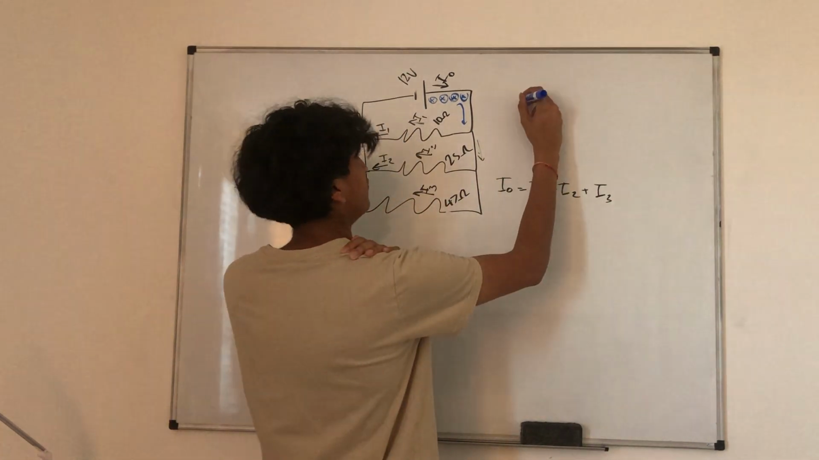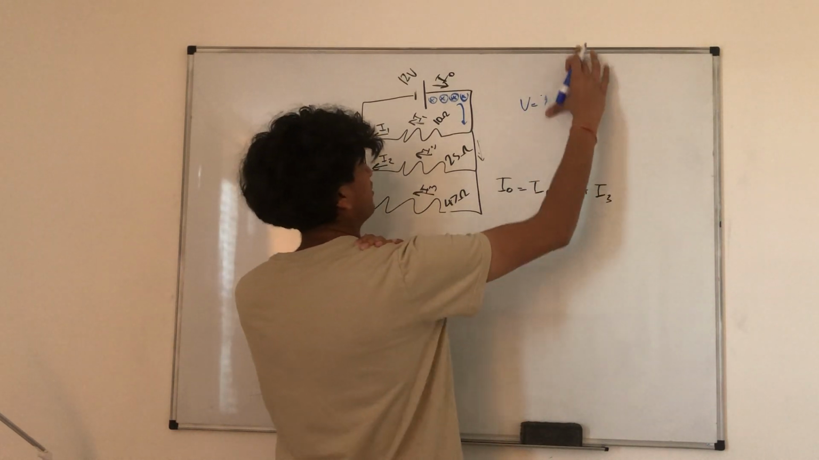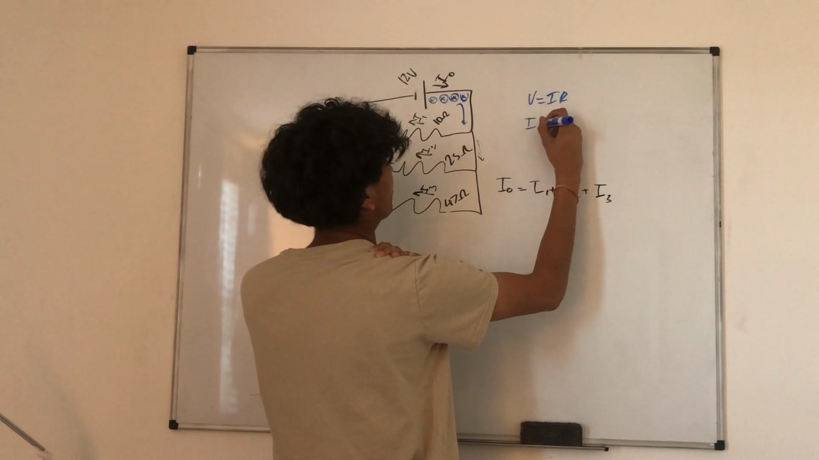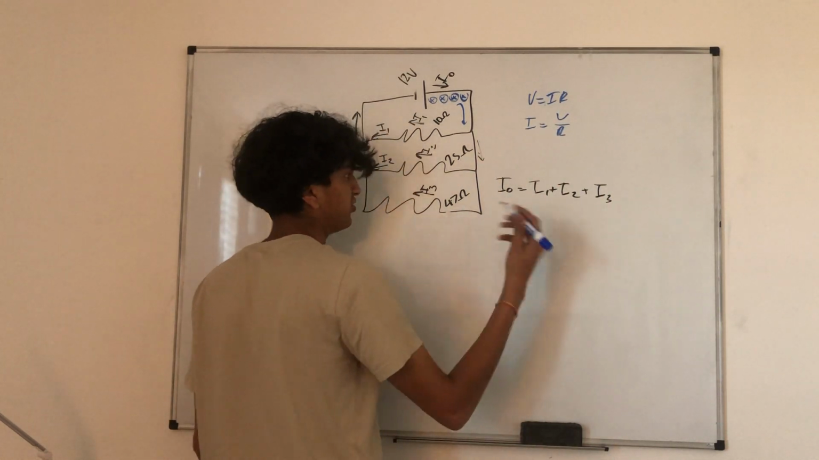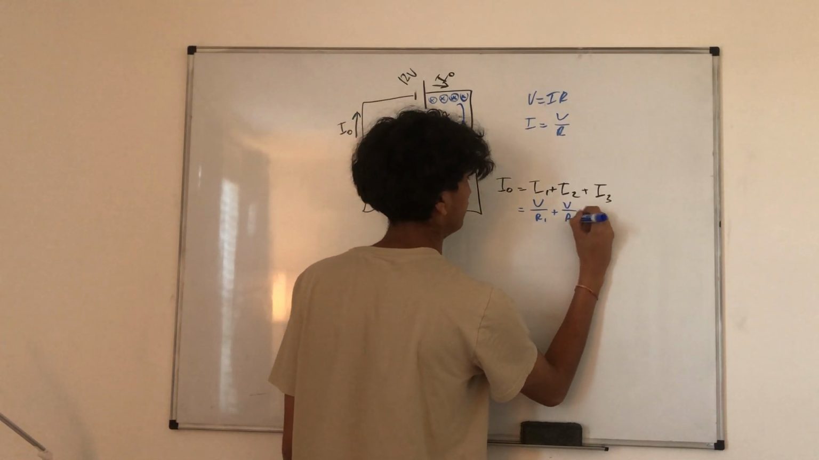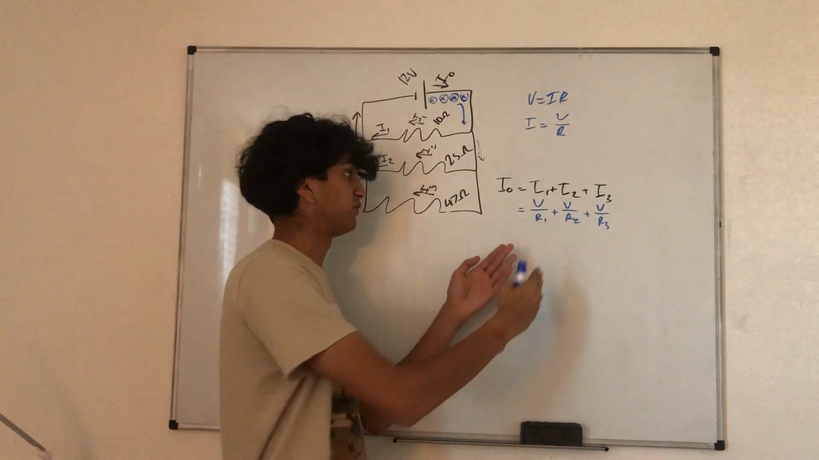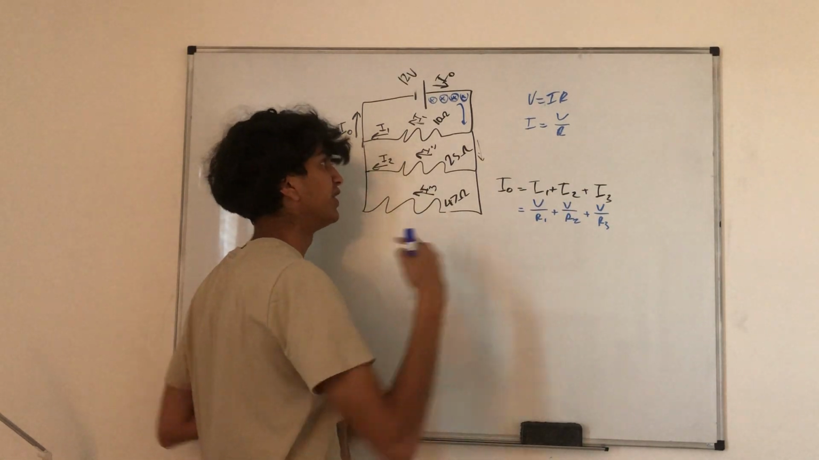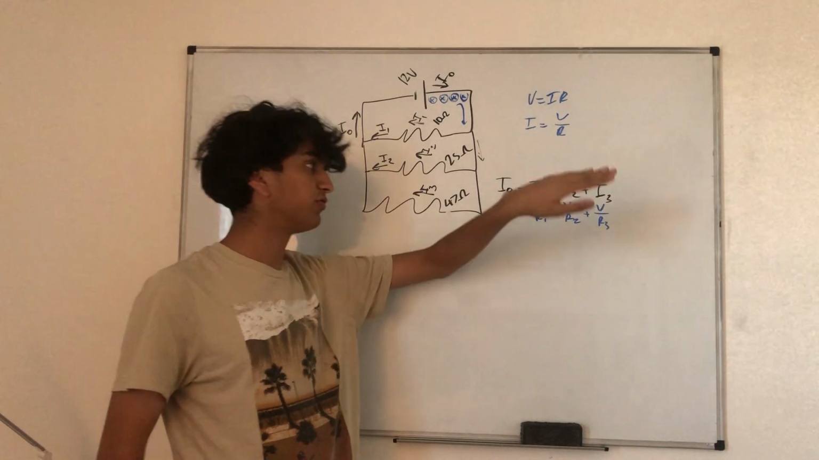I know from Ohm's law, V equals IR, so I is equal to V over R. So I can say this I initial is going to be equal to V over R1 plus V over R2 plus V over R3, okay? What I'm saying is the voltage across resistor 1 over R1 has to equal current 1. V over R2 has to equal current 2, and V over R3 has to equal current 3.